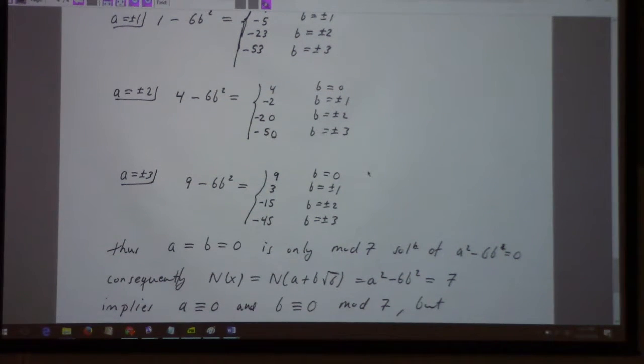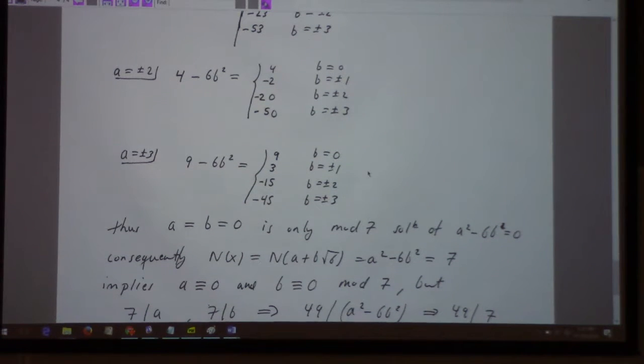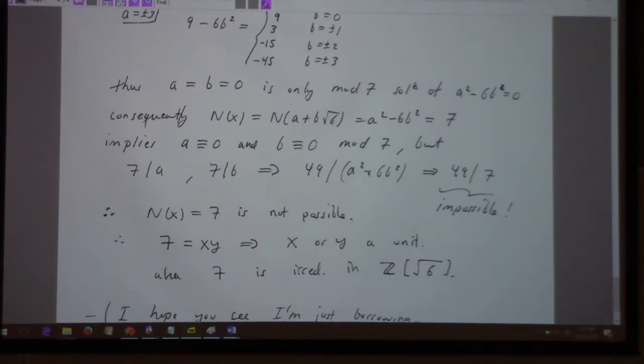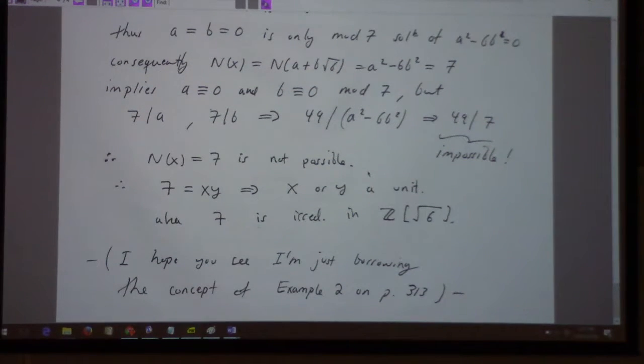And consequently, that implies that A and B are congruent to 0 mod 7. But if A and B are congruent to 0 mod 7, that means that A squared minus 6B squared has a divisor of 49, which is hard to do when it's equal to 7. So that's a contradiction, consequently. It's irreducible. Again, I am just wholesale borrowing the concept of example 2 on page 30, I can't read, 13 of Zagalian.